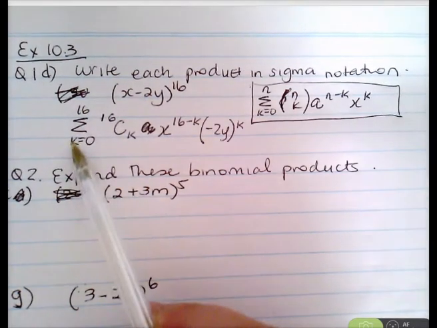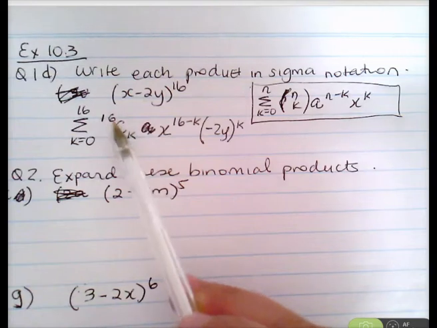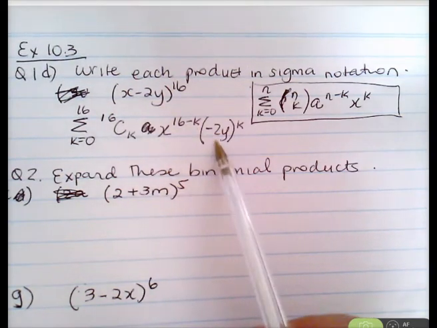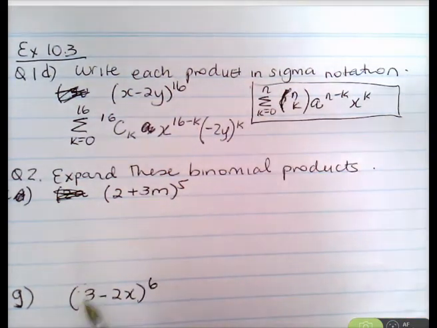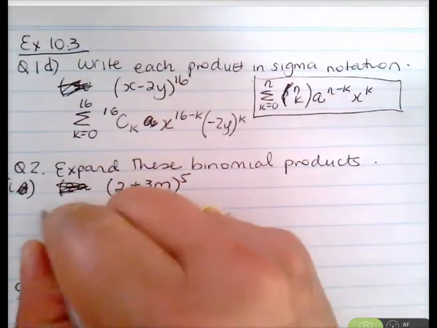So this is our answer to the first one: the sum from k = 0 to 16 of 16 choose k, or with combination notation, x to the 16 minus k, negative 2y to the k. Okay, question 2 is to expand this binomial product.